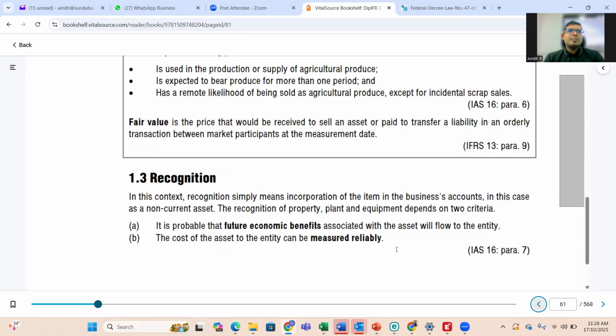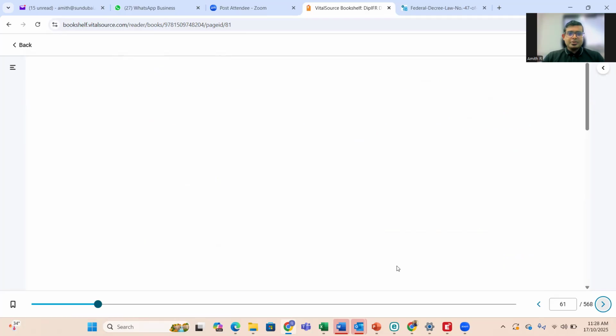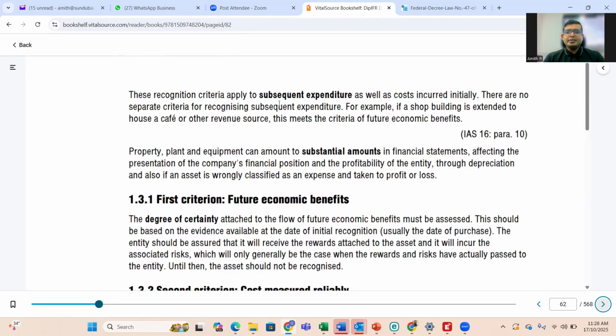Okay. So that is what is called subsequent expenditure. Now let's come to your painting thing. Taking that example, you tell me what is the future economic benefit I receive from changing the paint?